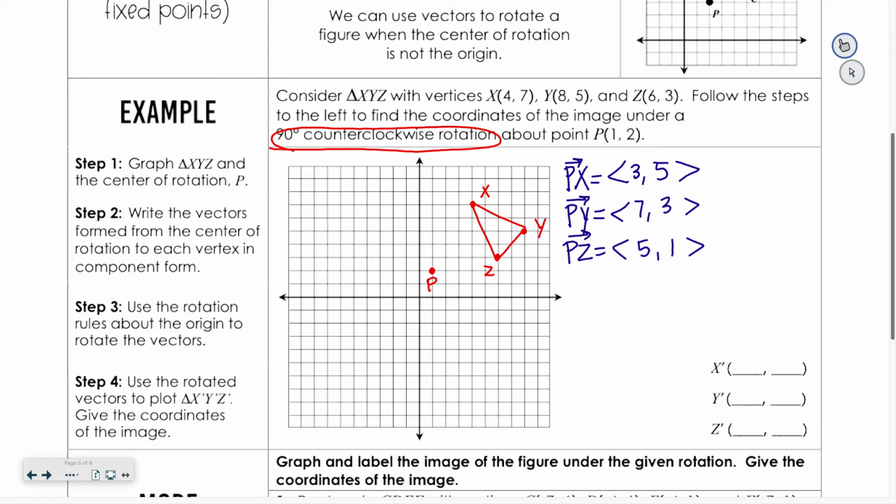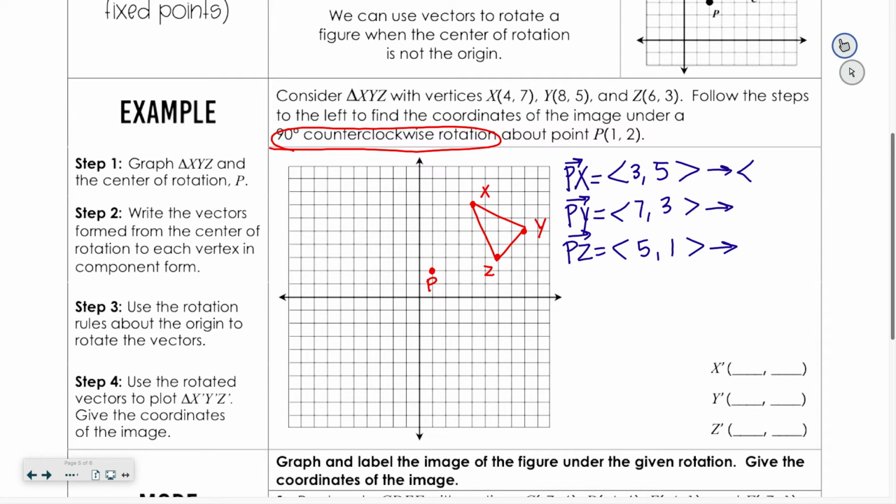Are those numbers up there ordered pairs? No. They're a vector, okay? They're telling me this is how far I'm going. But for just a second, we're going to pretend that they're ordered pairs. For just a second. And we're going to use the 90-degree counterclockwise rotation rule, and we're going to make new vectors.